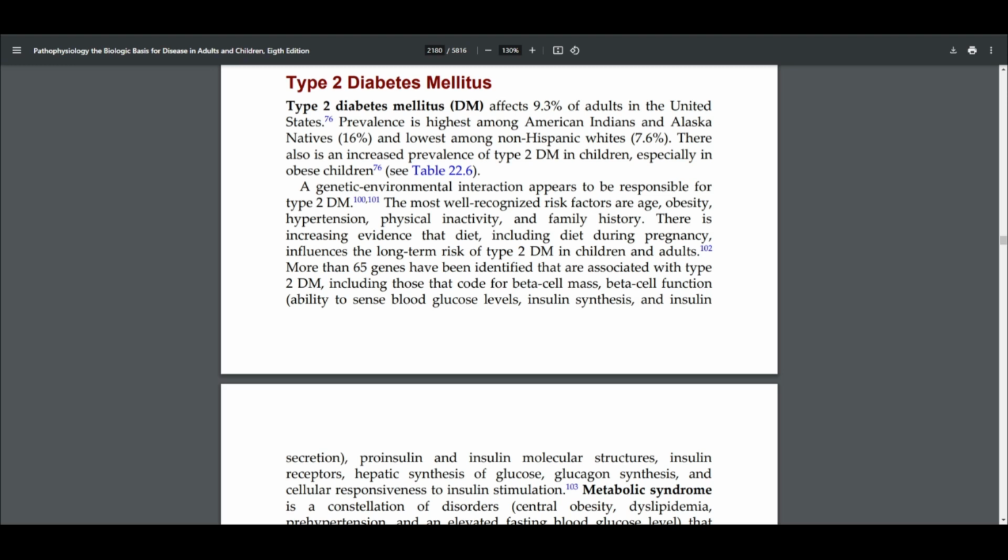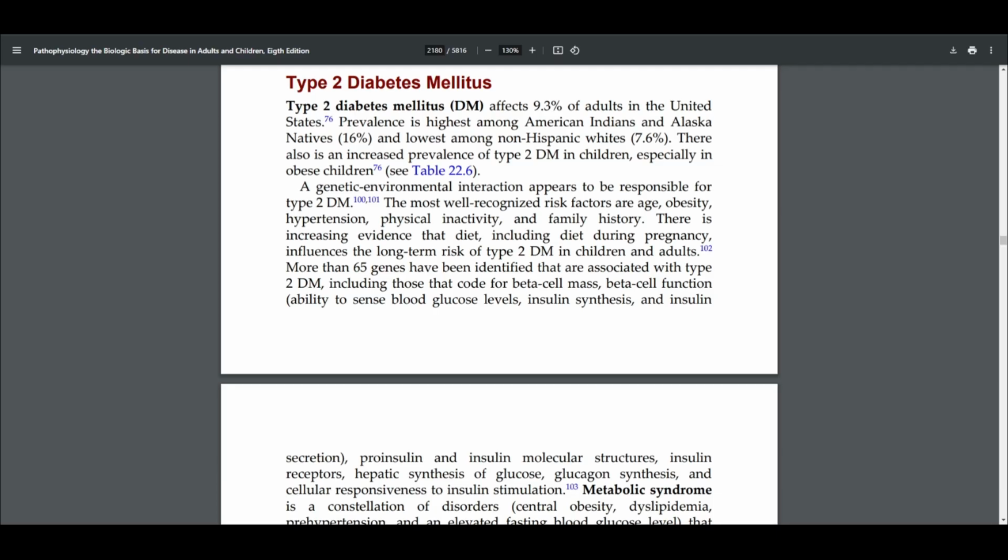Type 2 diabetes. Type 2 diabetes affects 9.3% of adults in the United States. Prevalence is highest among American Indians and Alaska Natives, and lowest among non-Hispanic whites. There also is an increased prevalence of type 2 diabetes in children, especially obese children. A genetic-environmental interaction appears to be responsible for type 2 diabetes.